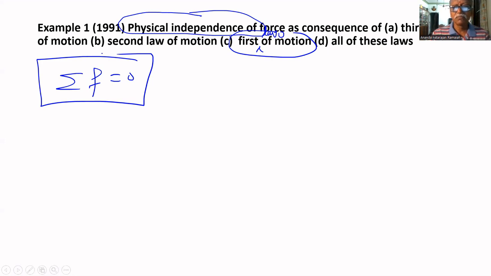Shall we move to the next sum? Yes, sir.